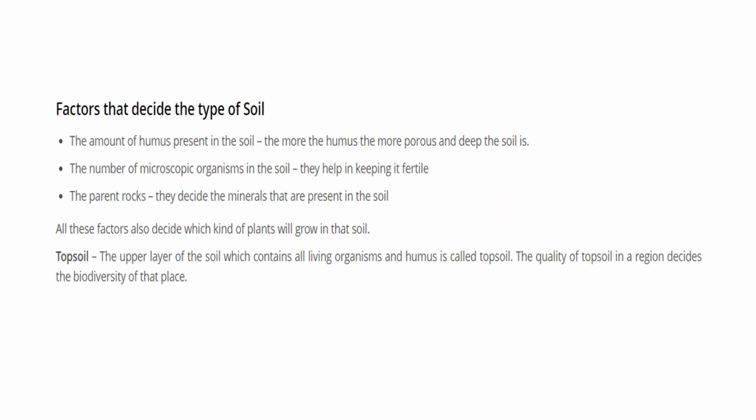What are the factors that decide the type of soil? The type of soil is decided by the average size of particles found in it, and the quality of the soil is decided by the amount of humus and the microscopic organisms found in it. So the more humus there is, the more porous the soil is, so it can absorb water well. The more water it takes in, the more goes to the plant, so the plant can grow well. That is the simple example being explained. So humus is one of the major factors that decide the type of soil.